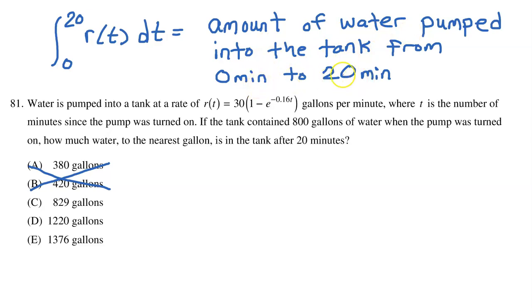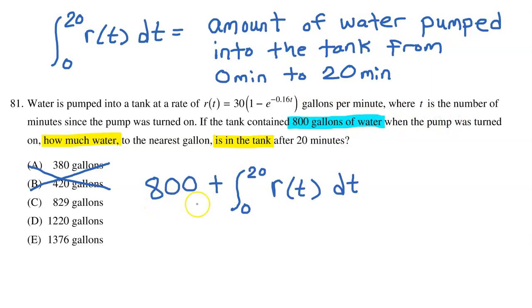In other words, this expression gives the amount of water pumped into the tank from 0 minutes to 20 minutes. Be careful, the question is not asking how much water was pumped into the tank during this 20-minute interval. It is asking how much water is in the tank after 20 minutes. Therefore, we must include the extra 800 gallons of water that was in the tank already when the pump was turned on. This expression gives the amount of water in the tank after 20 minutes. It is the initial 800 gallons of water that was already in the tank plus the amount of water that is pumped into the tank from 0 minutes to 20 minutes.